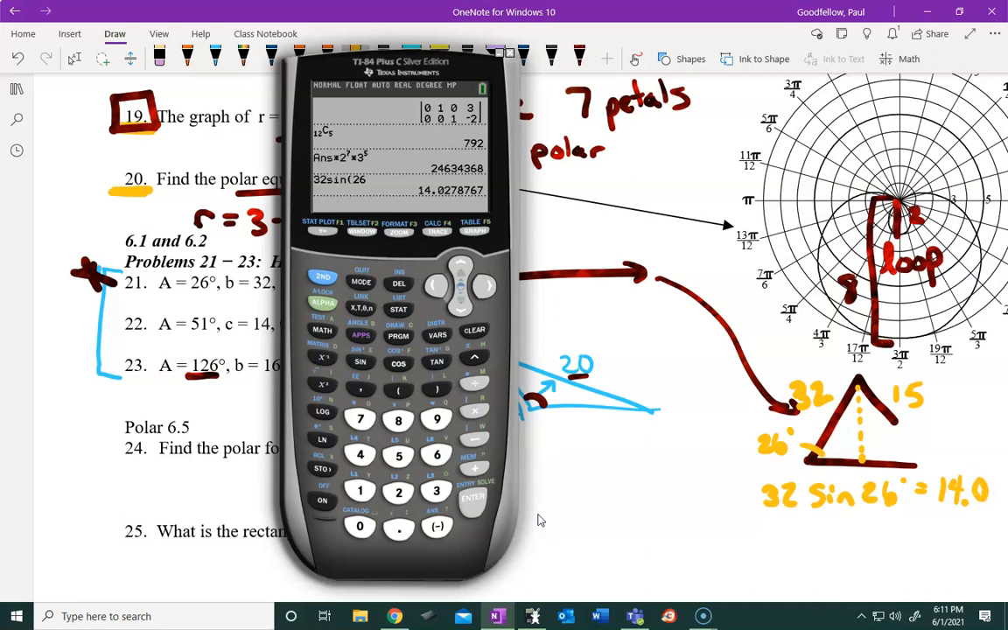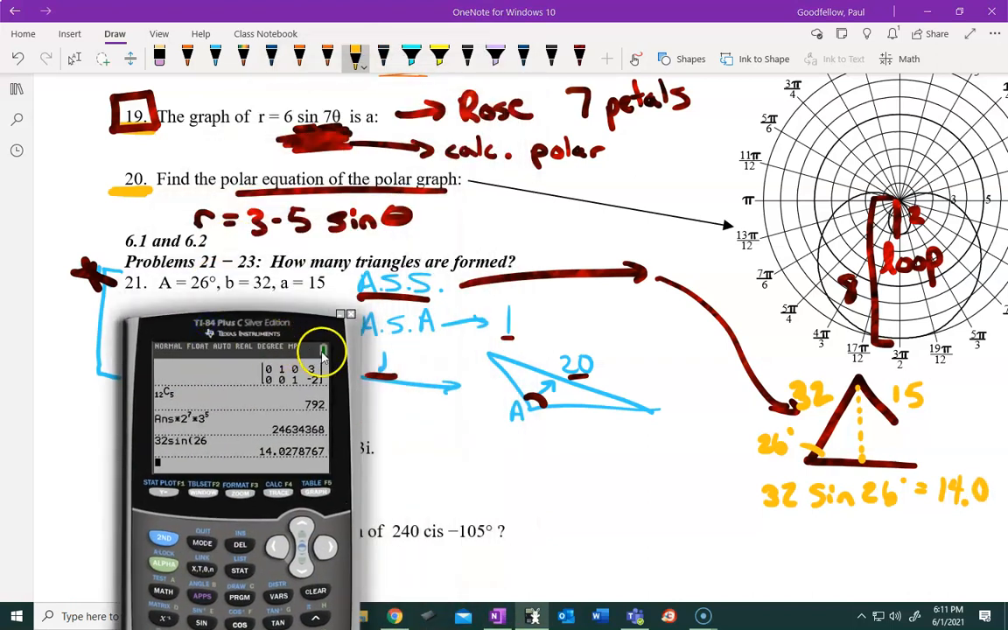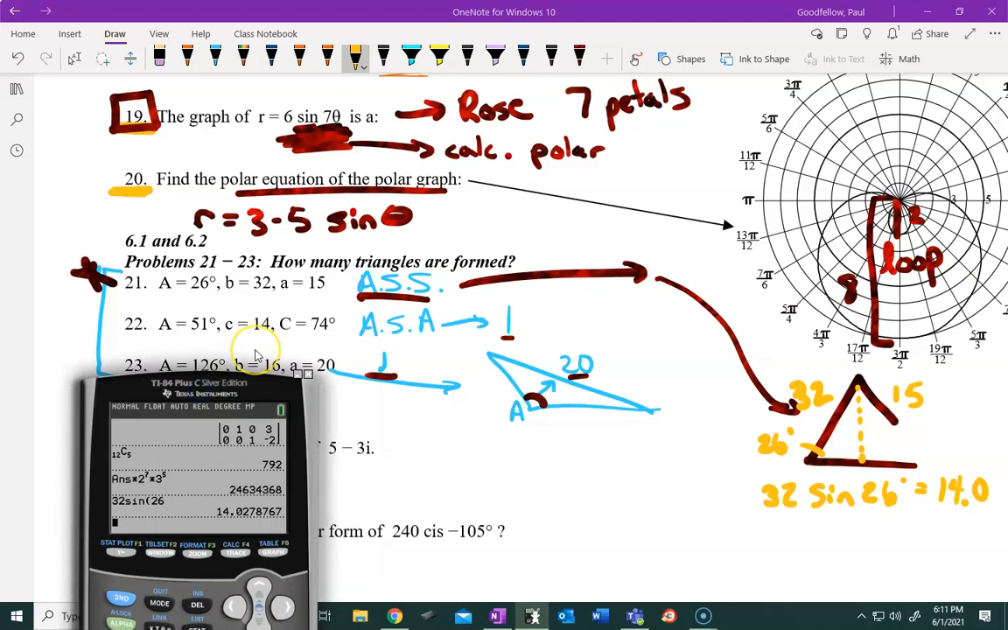14.0. Now, here's the thing about that. We've got 32 sine 26. I'm thinking that should be correct. It is definitely going to be exceeded by the actual side of 15. So it is going to make a triangle, but it will also fit in between these two. So this would be 2 triangles.